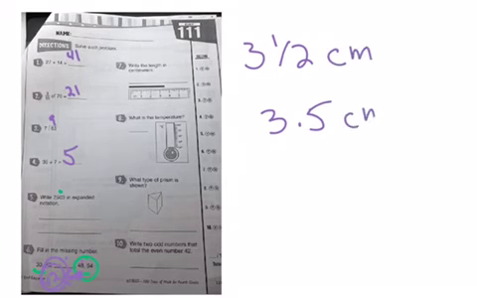So how do we write that? How do we write 3.5? Well, we can write it like this, or we can write it this way. We don't want to forget our units though.